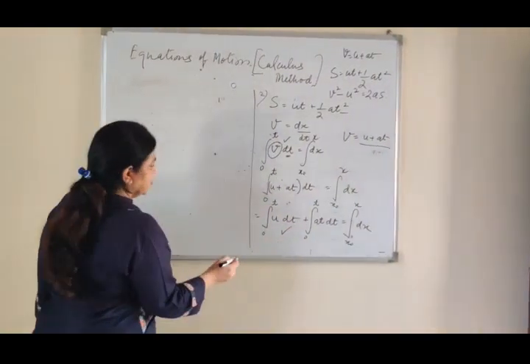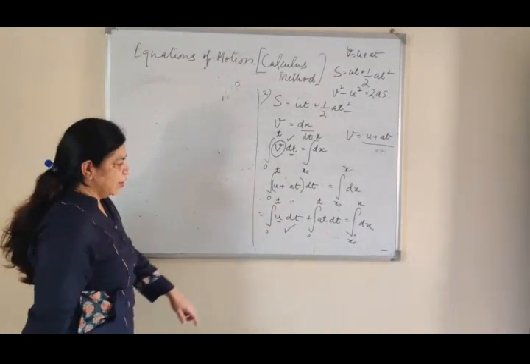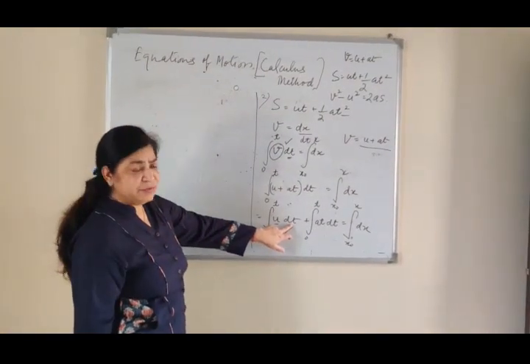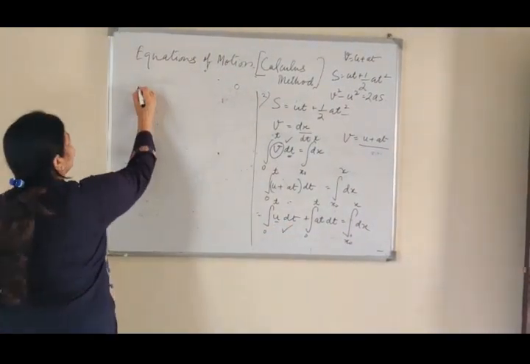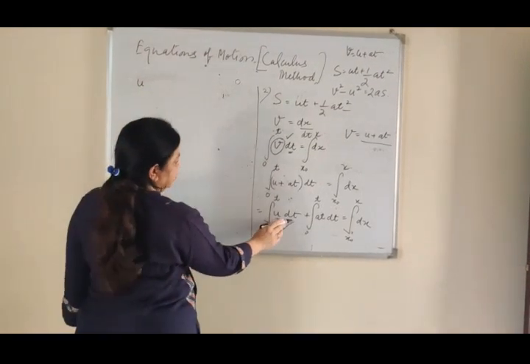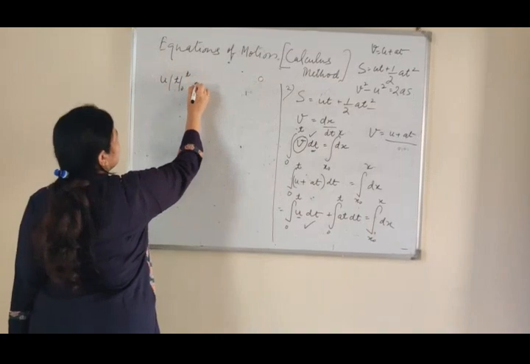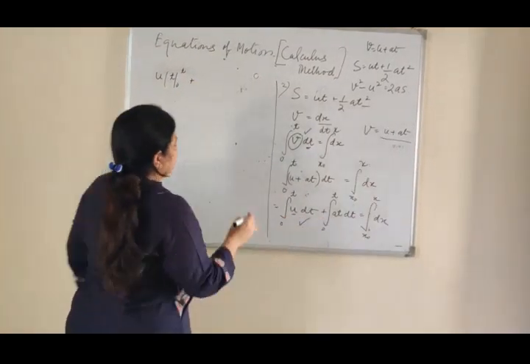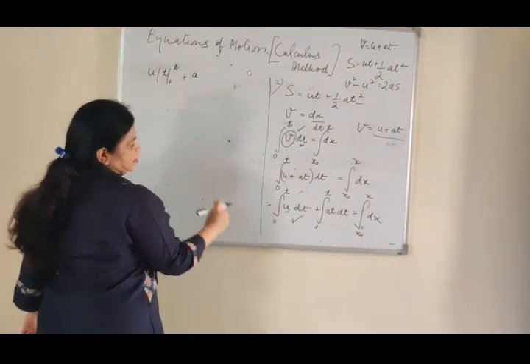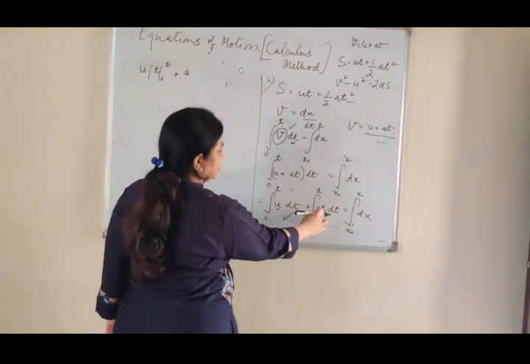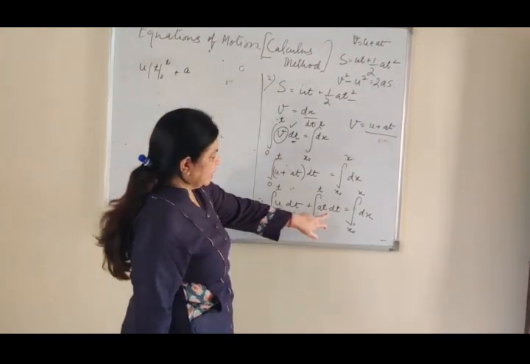Here you can see u is the initial velocity and we are to differentiate it with respect to time. So u will remain as it is, and the integration of dt will be t from 0 to t, plus this a is constant here. So we are to integrate this t.